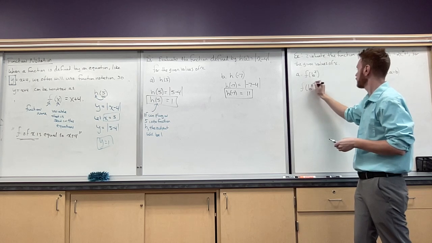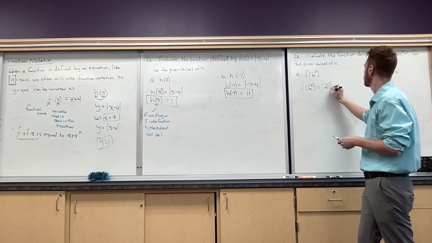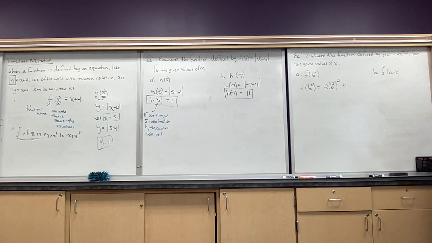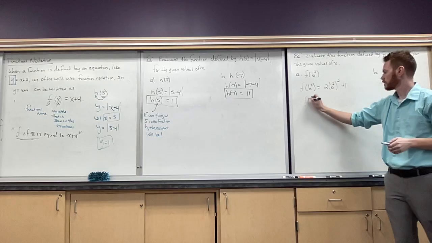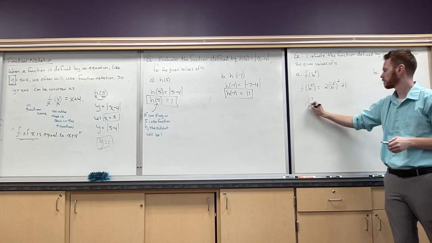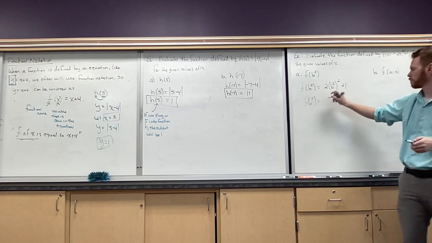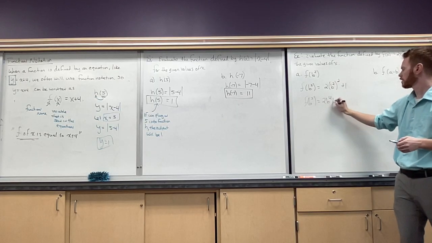So f of b squared equals 2 times b squared raised to the second power plus 1. Okay? So again, you're just swapping out the variable, not the whole thing. Then, to simplify, this will be b to the 4th with the 2. So 2b to the 4th plus 1.